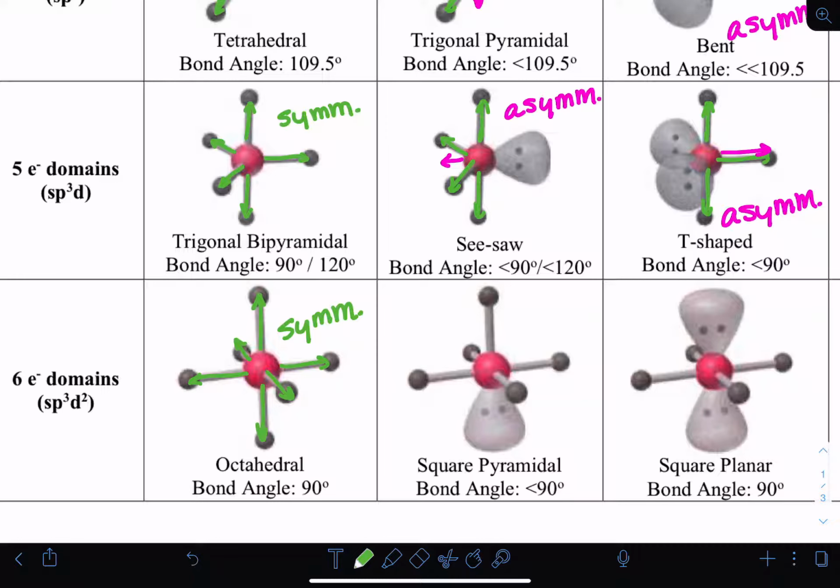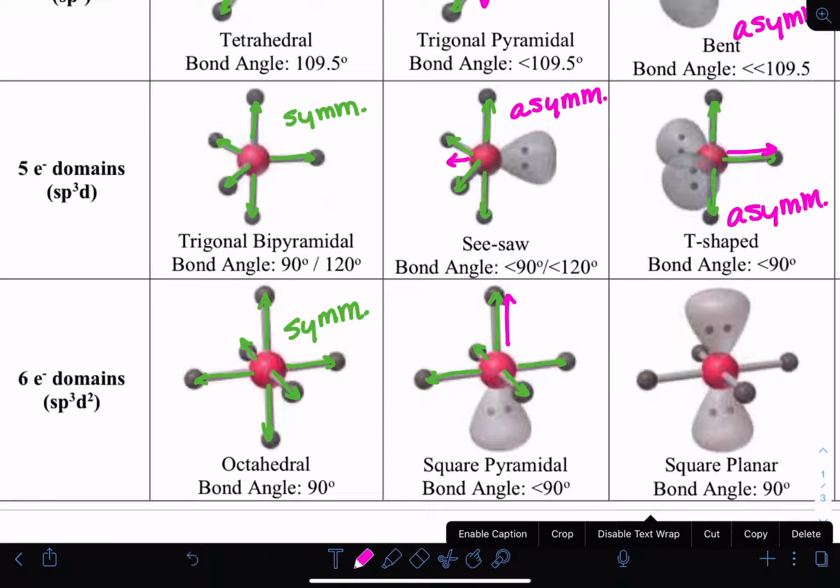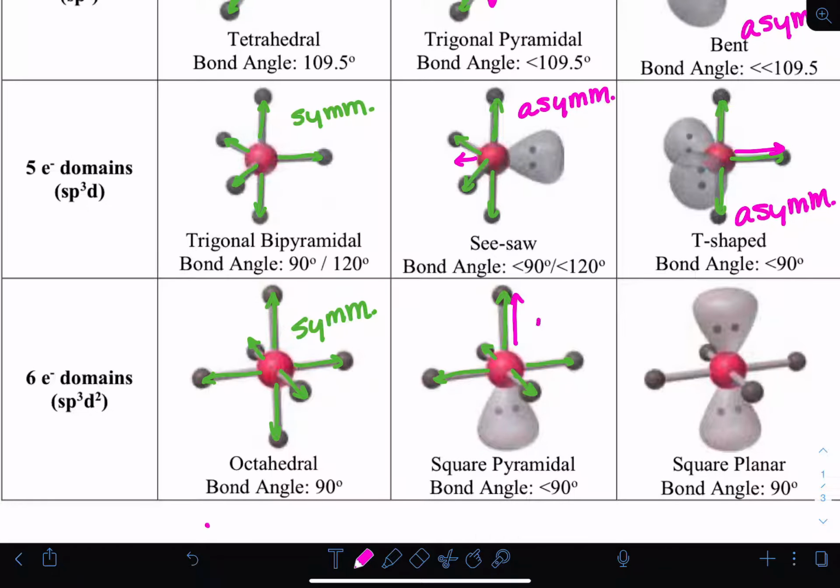Our square pyramid, we have bonds to the front and back, which will cancel each other out. Left and right will cancel, but this one pointing straight up, there's nothing pointing down. So our overall dipole is going to point in that direction.